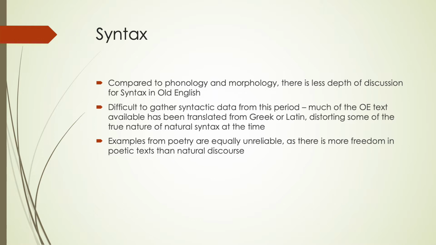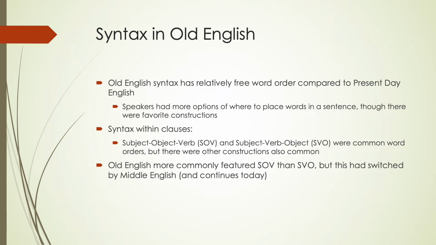Some of the changes and some of the distinctions in syntax during the Old English time period, however, were that they did have a relatively free word order compared to what we see in present-day English. There were more options of where to put words in a sentence because it was such a highly inflected language. We had things like case markers that gave us the relationship between words in a sentence, so you had a little bit more freedom of where you were going to put things. There were still some favored and more default constructions, however.